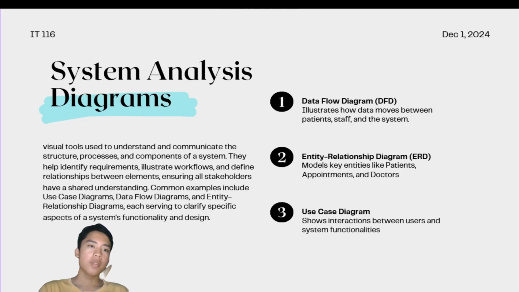So we have this system analysis diagram. First of all, what is a system analysis diagram? It is a visual tool used to understand and communicate the structure, process, and components of the system. They help identify requirements, illustrate workflows, and define the relationship between elements, ensuring all stakeholders have a shared understanding. So basically, these are diagrams, as the word itself says. It is a visual tool that can help us to manage or to read the specific flow of a system.